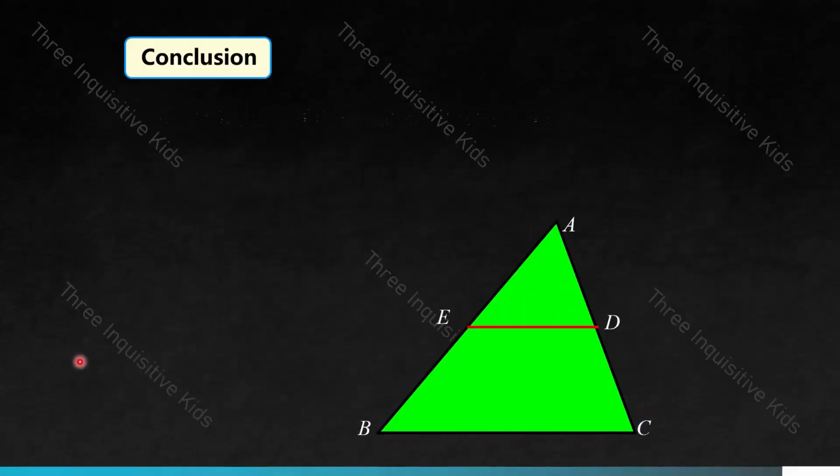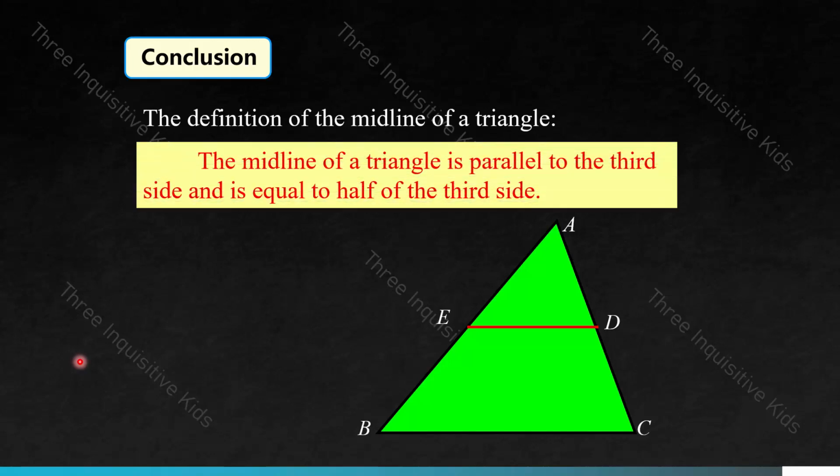So from this, here is our conclusion. The definition of the midline of a triangle: the midline of a triangle is parallel to the third side and is equal to half of the third side. So this is another important point that you should write down. A midline of a triangle is always parallel to the third side and is equal to half of the third side.